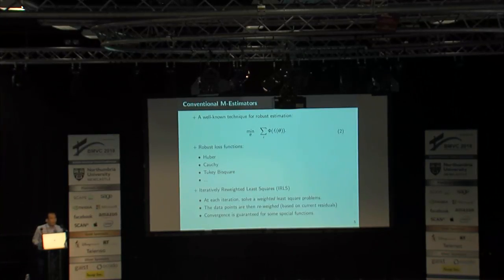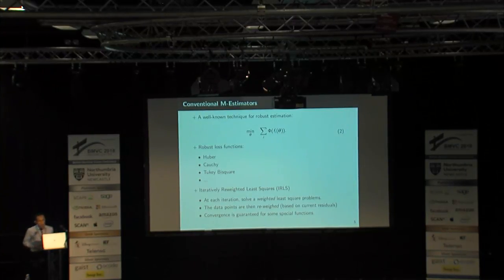Our work strongly resembles the conventional M-estimators, which again is a well-known technique in robust estimation. In order to encourage the inliers and discourage the outliers, M-estimators introduce robust loss functions, which can be chosen from a variety of functions, for example, Huber loss function, Cauchy, or Tukey's. This is expressed in terms of the optimization problem shown in this slide.